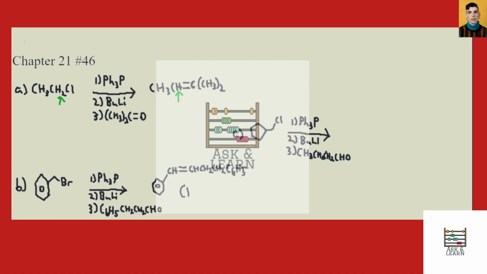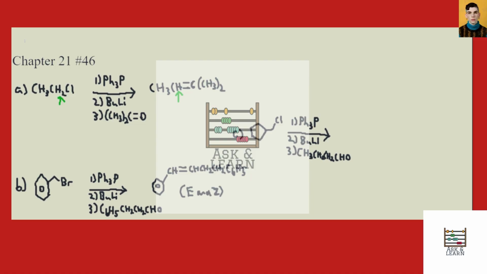We should also note we're going to get the E and the Z isomers here. Of course, in A, it's not really an issue since the right half of the molecule has identical substituents, so E and Z are going to look the same. There's not going to be a difference there.